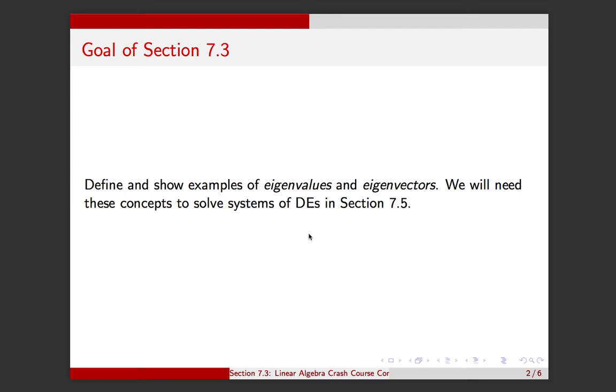All right, so the goal of section 7.3 is fairly straightforward. In this continuation of linear algebra material that we are doing, I want to define and show examples of what are known as eigenvalues and eigenvectors. I'm doing that because we need those concepts to go back to the calculus in section 7.5.